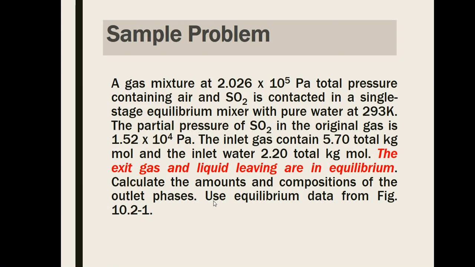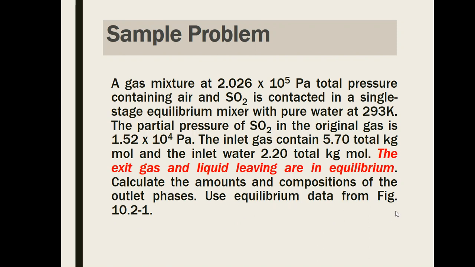Now here is a problem on an air-SO2 mixture wherein of course we need to take out SO2, and you are given the total pressure of the system in this value, the partial pressure of SO2, and the corresponding values of the feed and the solvent as they enter the column. You are to calculate the amounts and composition of the outlet phases.